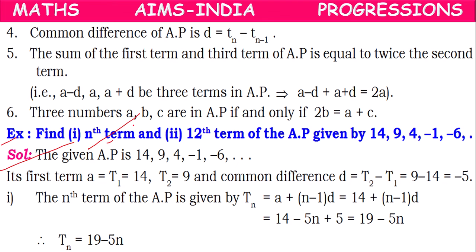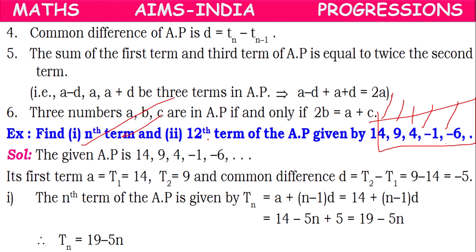So, find the nth term. Let's see the example here. Find the nth term and the 12th term of the AP given by 14, 9, 4, minus 1, minus 6. So here we have a sequence starting from 14, 9, 4, minus 1, minus 6, and we have to find the nth term and the 12th term of this arithmetic progression.